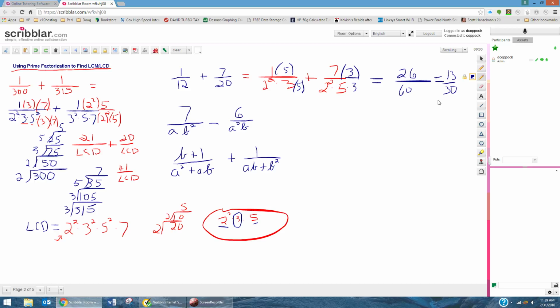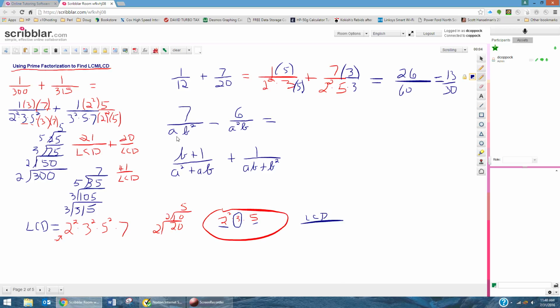Okay, so that's kind of a little process that you can follow when you have to add and subtract fractions. Now let's look at the second problem. The denominators are already written in prime factored form. It's just they happen to be letters instead of numbers. So I need the LCD to look like this.